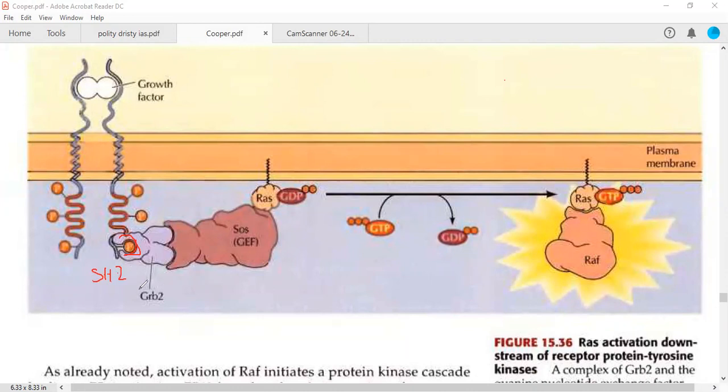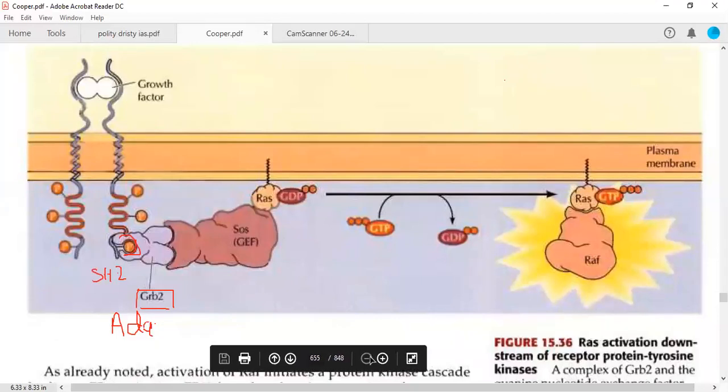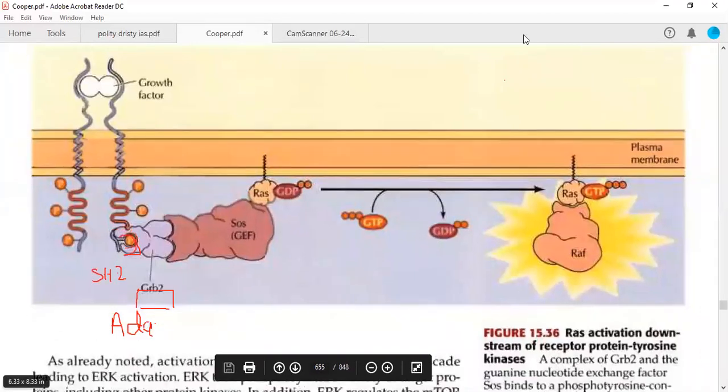Now, this protein that is called GRB2 is an example of an adapter protein. So I'm writing it, adapter. So you need to note it down. What are adapter proteins? These are very similar to the adapters you use in your houses, at your home. These adapters have some function.